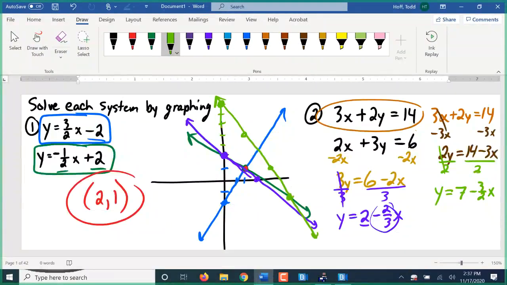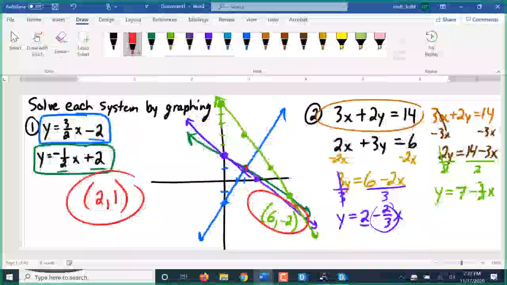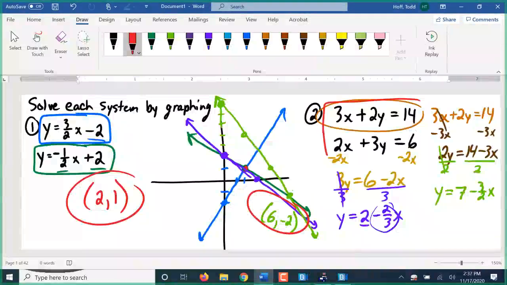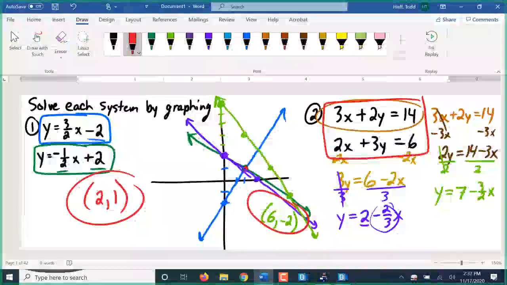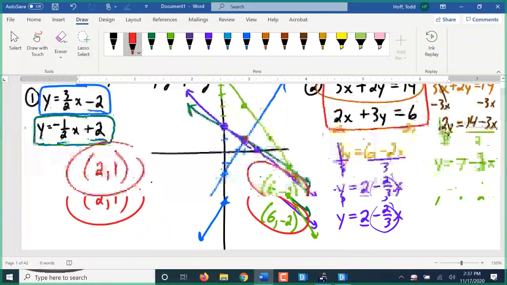So it looks like that point of intersection, I'm a little off. Should be right about there, actually. I'd say that point of intersection looks to be at, actually, no, I was about right the first time. Looks to be at about 6, negative 2. Now that one's a little bit of a guess, so let's double check it by substituting it back into those equations and making sure that 6, negative 2 makes both of those equations true.